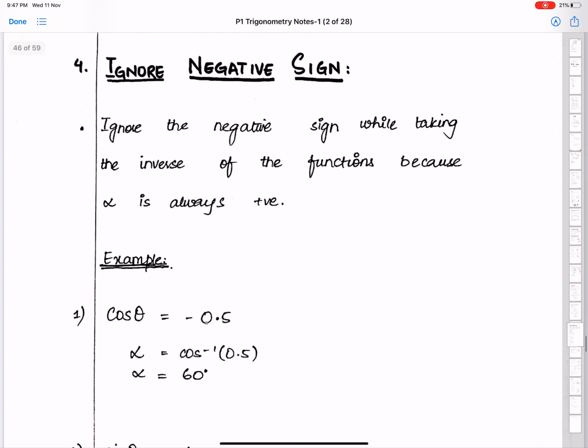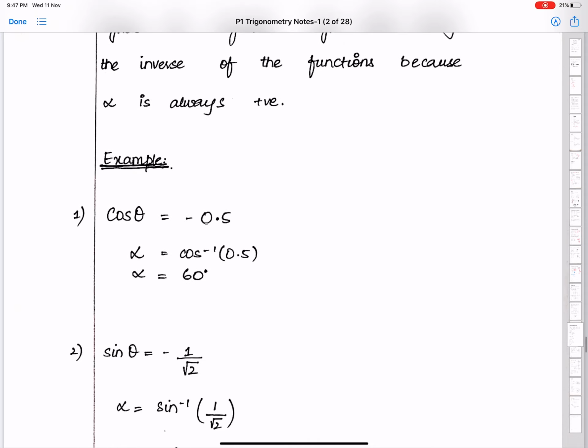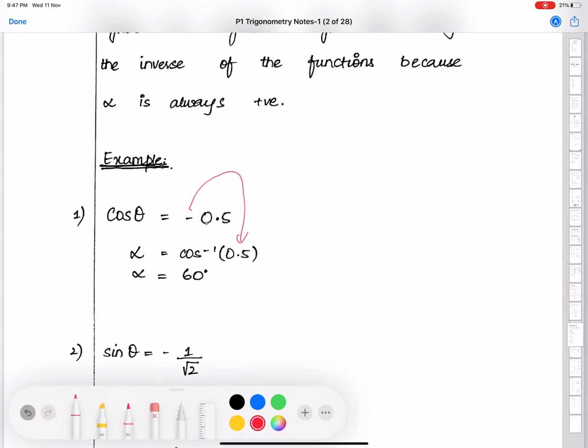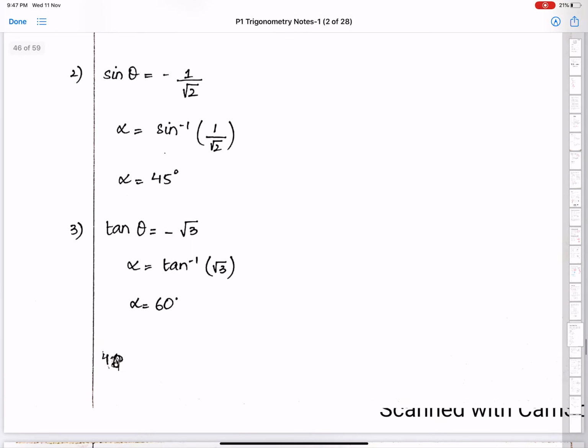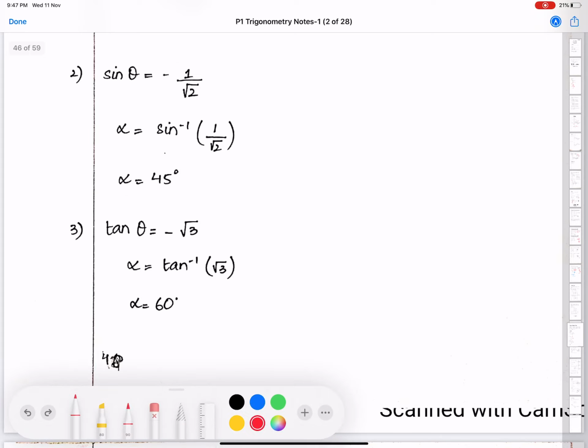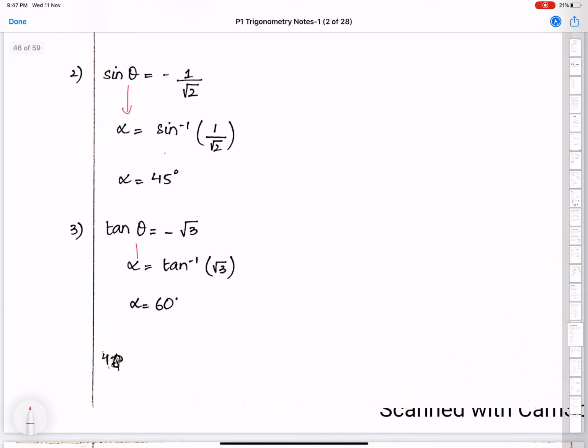Ignore negative sign. I already have told you, when you take inverse, you need to ignore negative. Here I ignored negative. Remember this point. Whenever you work for alpha, always ignore negative. See, sin theta is negative under root 2, ignore. Tan theta is negative root 3, ignore negative. And replace theta by alpha.